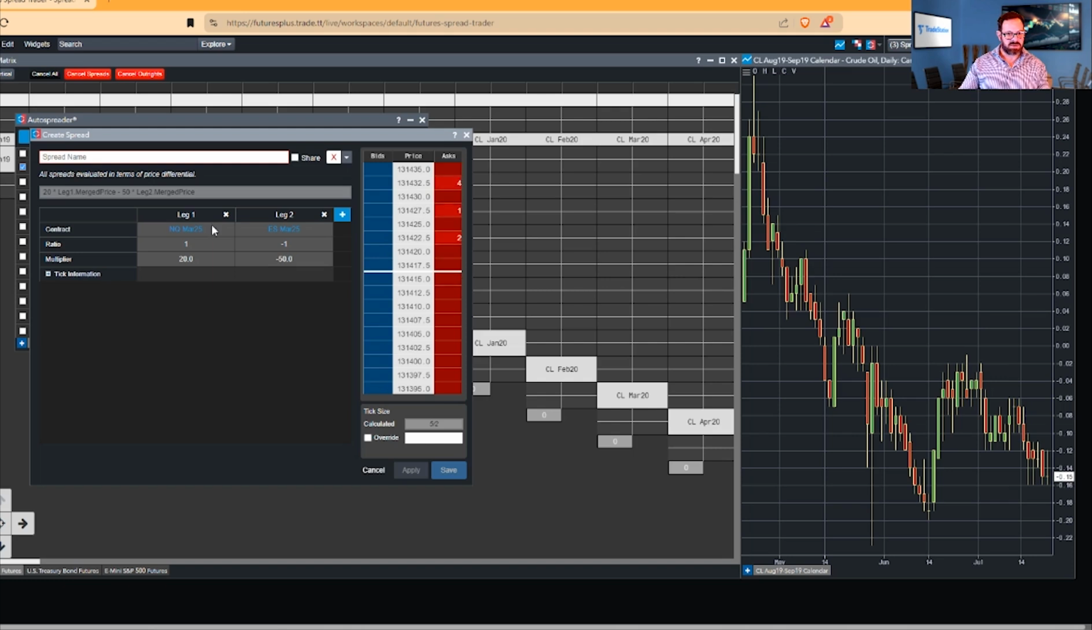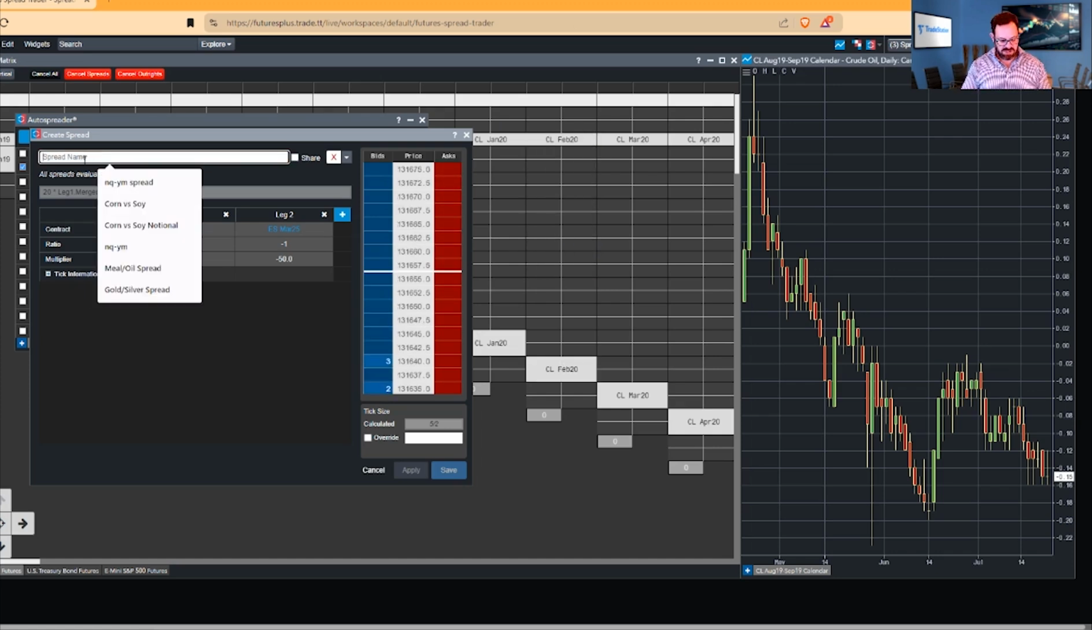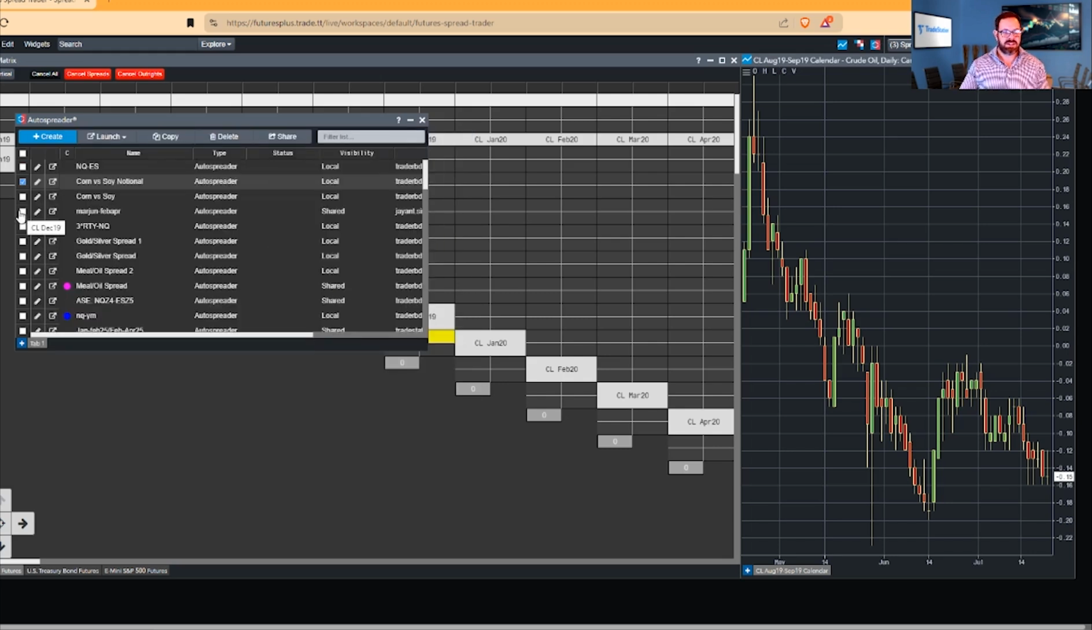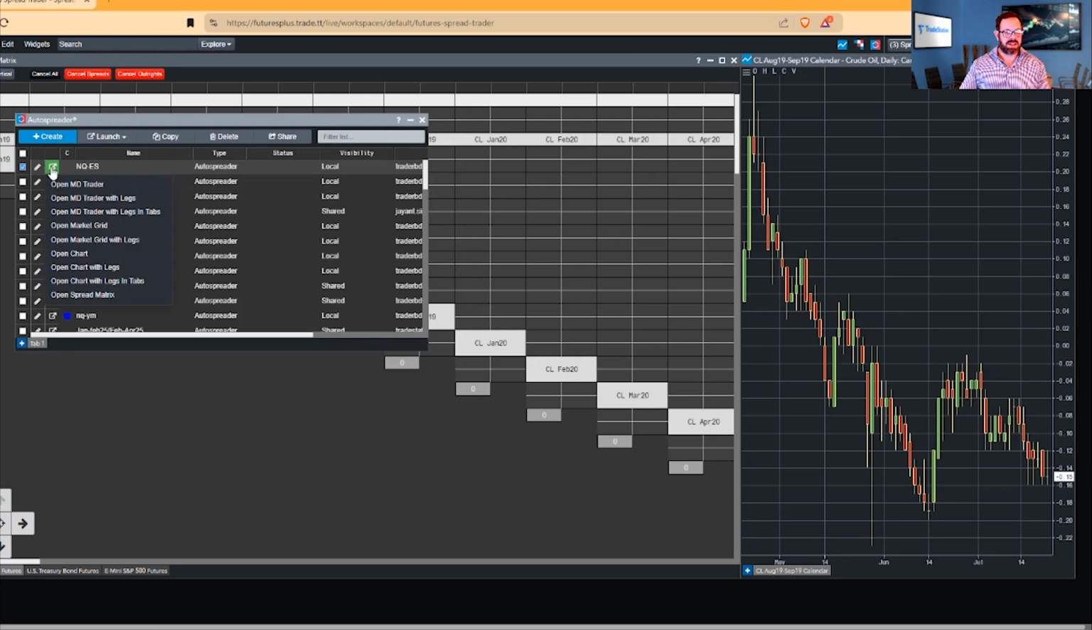So I've done something wrong here. Before I save this, I actually have to give the spread a name, so I can do NQ-ES. And now I should be able to save that into my list. There it is at the top of the list. Again, I can click on it and open chart.